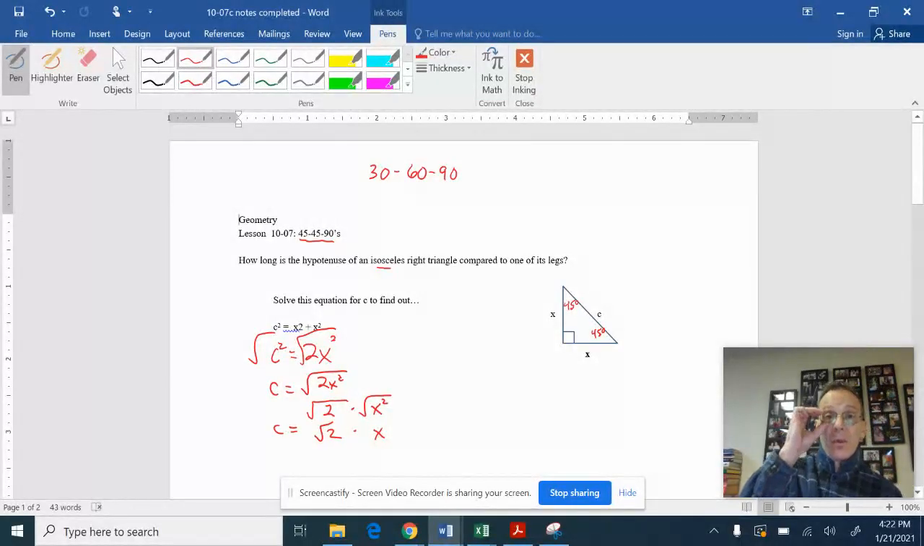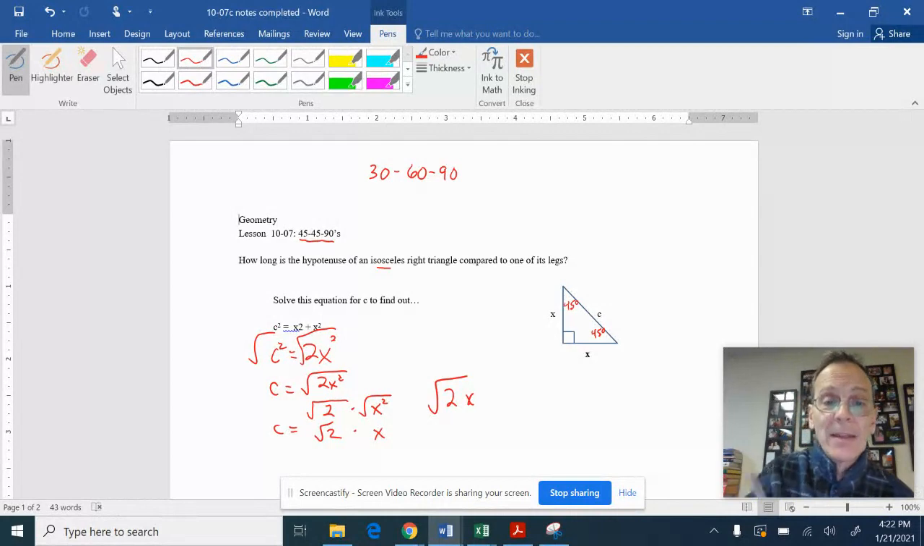And again, we prefer to write this expression with the x in front of the square root of 2, because if you're careless and you write it like that, then people are wondering, wait a minute, is that x supposed to be under the square root or not? And we eliminate that ambiguity by putting the x in front.